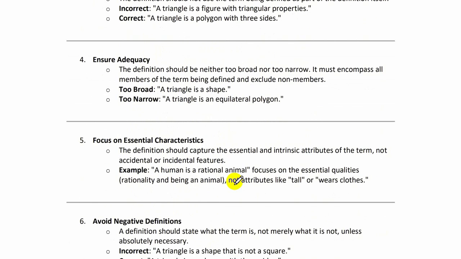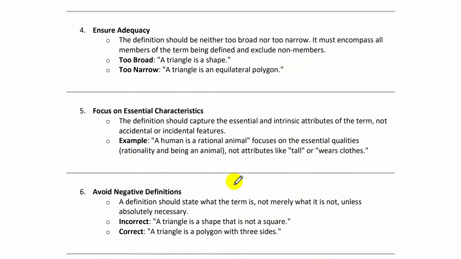Ensure adequacy. The definition should be neither too broad nor too narrow. It must encompass all members of the term being defined and exclude non-members. A triangle is a shape. It's too broad because everything has a shape, and it's too narrow to say that a triangle is an equilateral polygon, because we have isosceles triangle, we have equilateral triangle, right angle triangle. So we should not narrow it down in such a way that it excludes many of them, and it should not be too broad also.